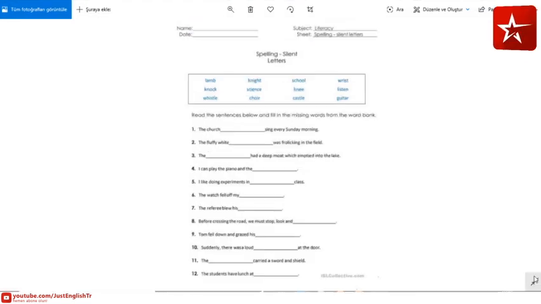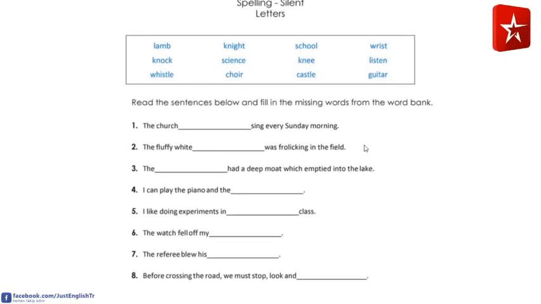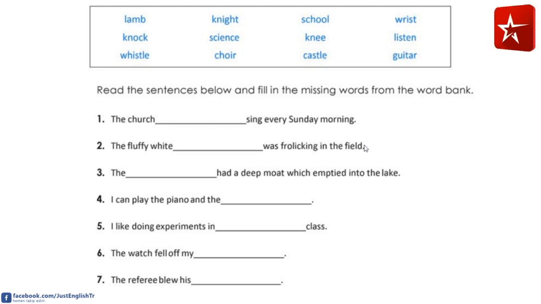It's about a picture. We have to choose a correct word. I think everybody can see the word in blue color and the sentences. Read the sentences below and fill in the missing words from the word bank. You can see a word bank on the top of the screen, and we have to choose one of them to complete the sentence. Let's start with number 1. The church blah blah blah sing every Sunday morning.